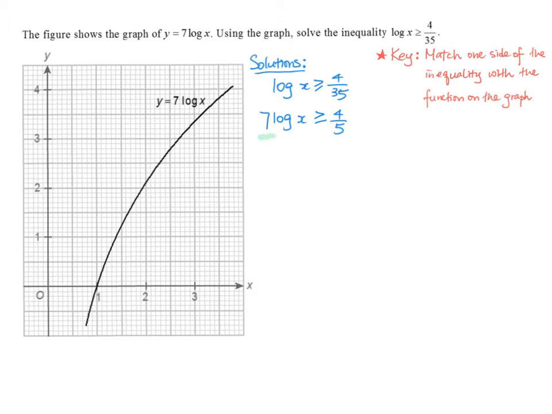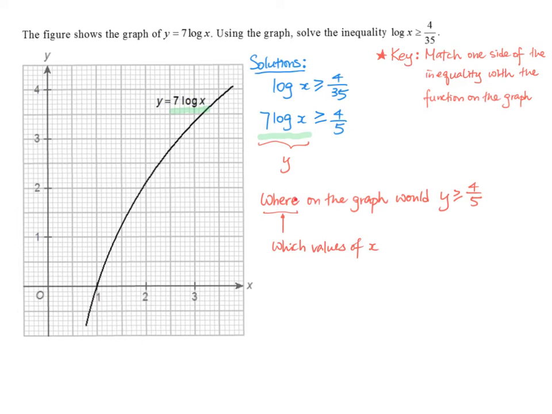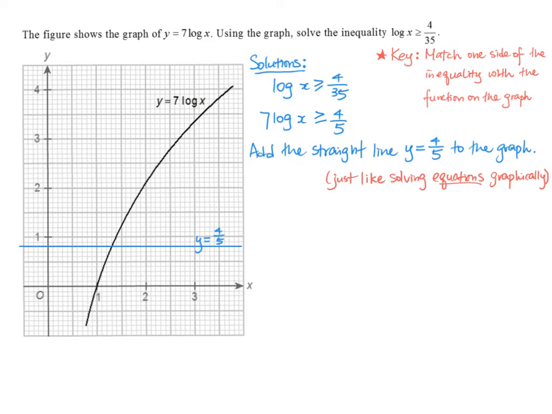Now we have successfully matched this part with the graph, and because this is actually the y, what this is saying is where on the graph would y be greater than or equal to 4/5, and the where actually means by which values of x. So just like solving equations graphically in our previous video, we add the straight line y equals 4/5, this one, to the graph. In other words, we're drawing this line here. It's a horizontal line equal to 0.8 here.